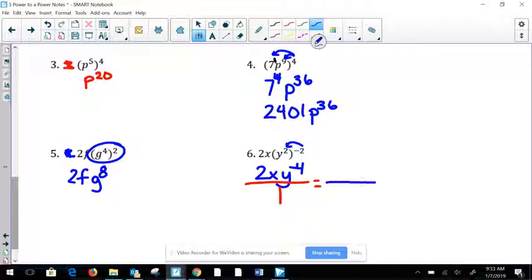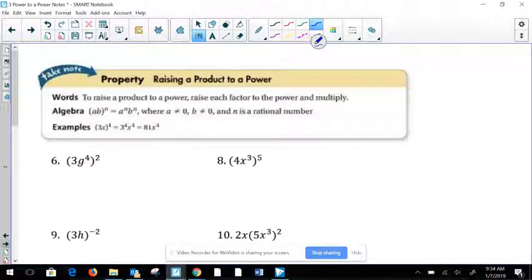Does the 2 have a negative exponent? No, so it stays. Does the x have a negative exponent? No, so it also stays. But that y to the negative 4, not allowed. It needs to get moved to the bottom as a positive. Great job. How is this feeling to you?